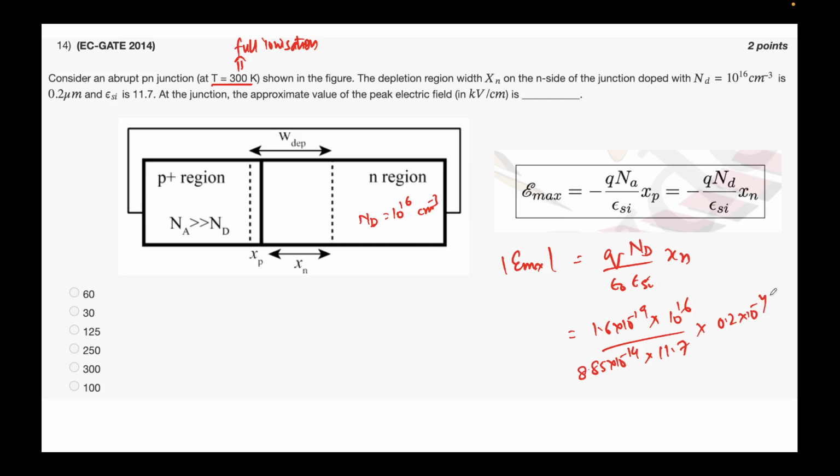Make sure that your units are correct, because you can solve everything correctly and still lose marks just because of a silly reason like units. Okay, so where were we? Yeah, so this is coming out to be 3.09. Sir, why did you say fully ionized? Why? Okay, so we know that for typical semiconductors... I'll write it here.